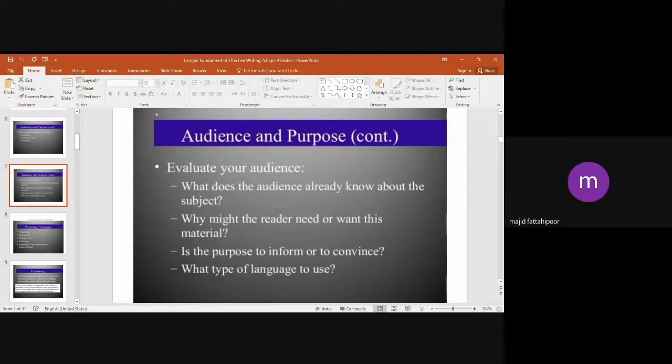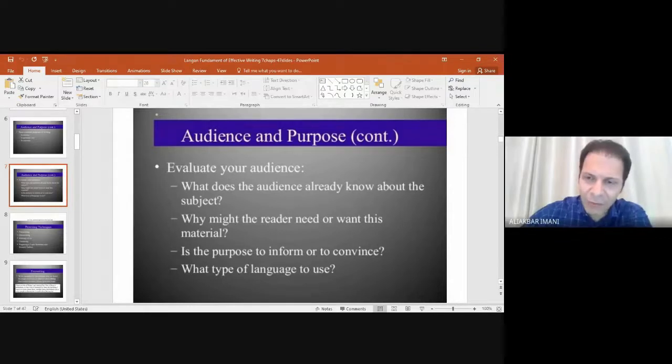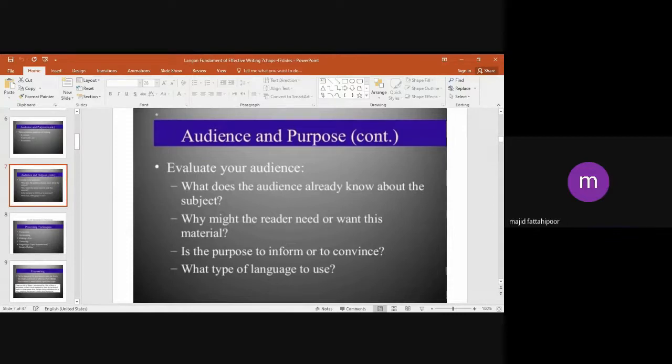Yeah, that's very good. And we have one more question here from Muhammad. Mr. Muhammad says, regarding the type of language to use, do we have to use bombastic words in our writing, or words that are easier for the audience to understand? Very good question.